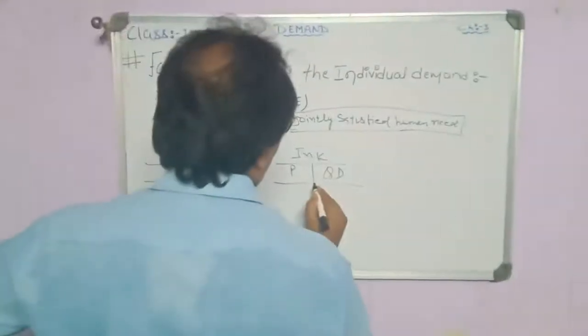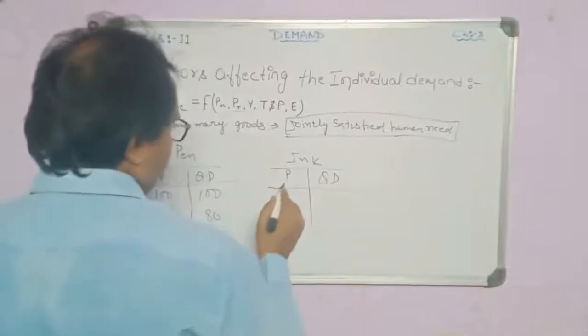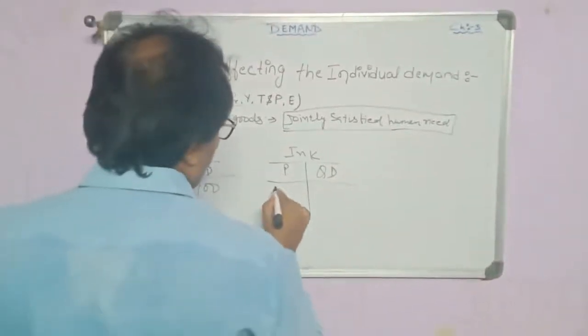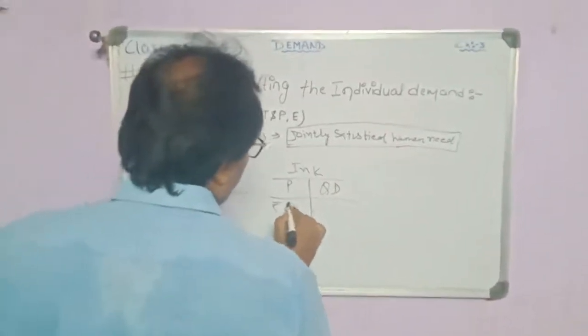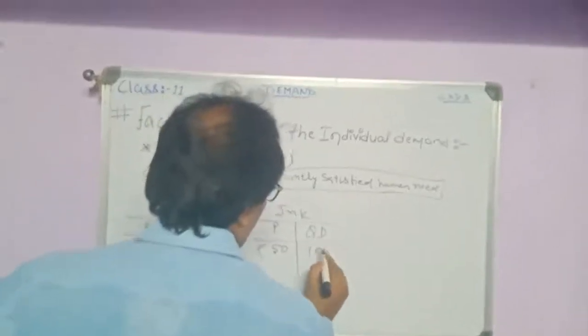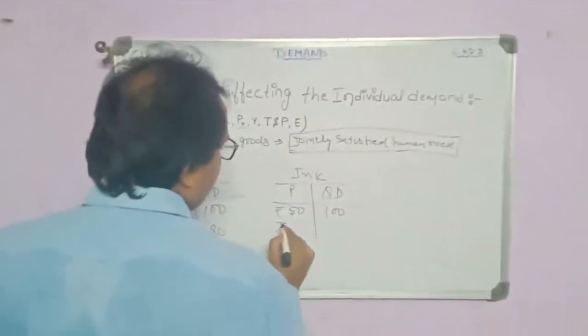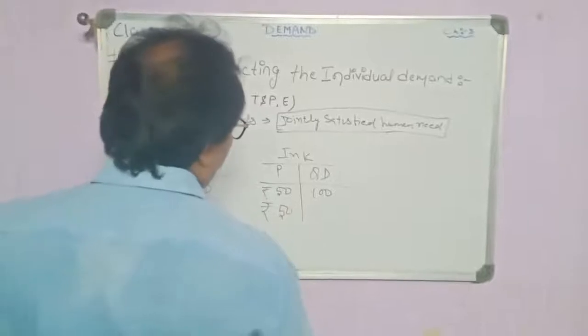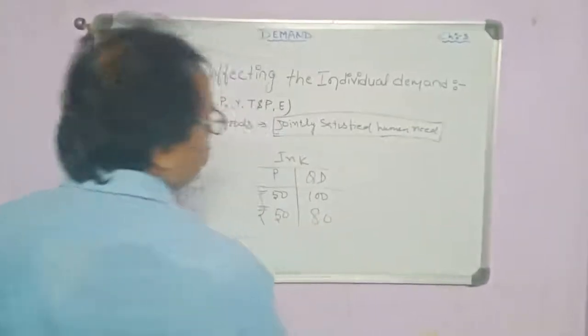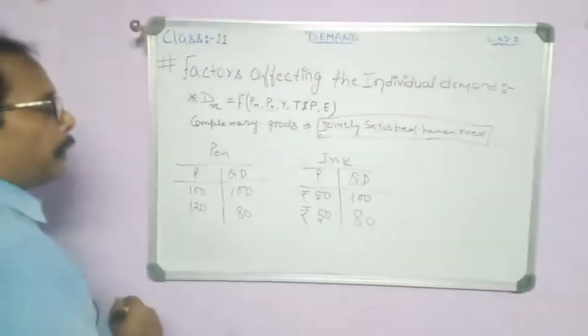But in the case of ink, what will happen? If the price of the ink is rupees 50, its demand is 100, and again there is no change in the price, that is 50, but the quantity demand has decreased from 100 to 80.